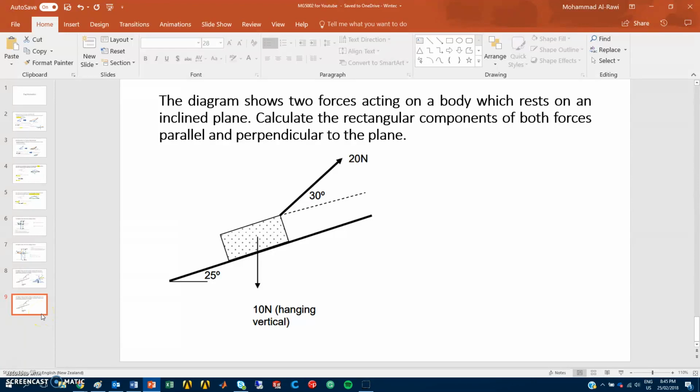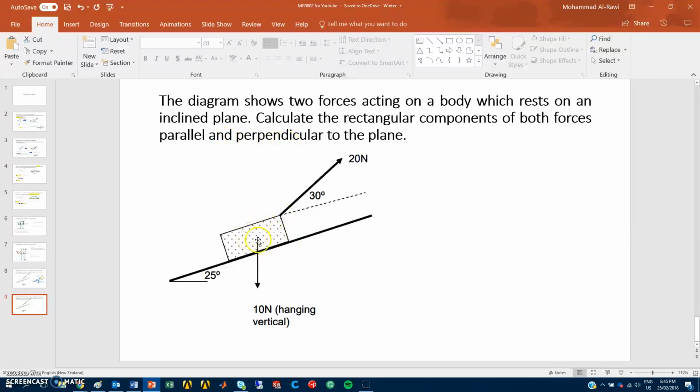Hello. We try to solve another question from your exercises. So this is question number 3-4. The diagram shows two forces acting on a body which rests on an inclined plane. Calculate the rectangular components of both forces parallel and perpendicular to the plane.